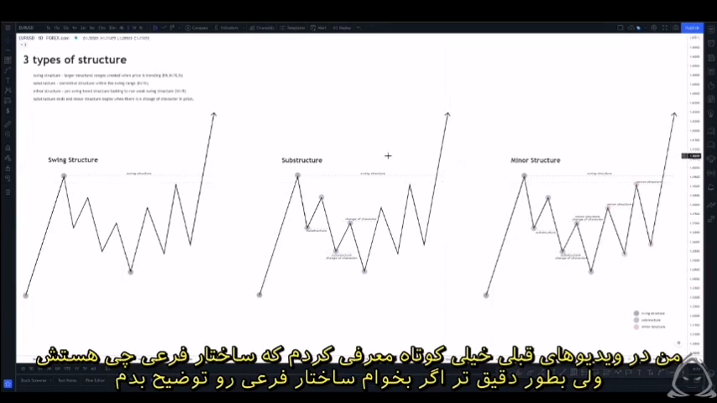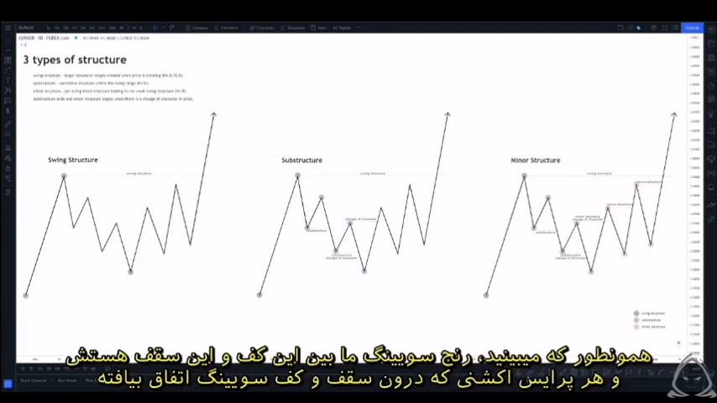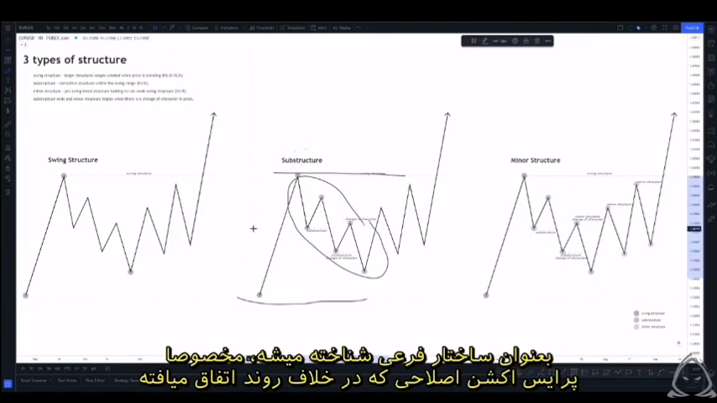I had mentioned briefly what substructure was in the previous videos, but more specifically, substructure is the corrective structure within the overall swing range. As we can see, our swing range is between this low and this high, and any price action that happens within the low and the high of the swing structure would be considered substructure. More specifically, the corrective price action that we're seeing, the counter trend.